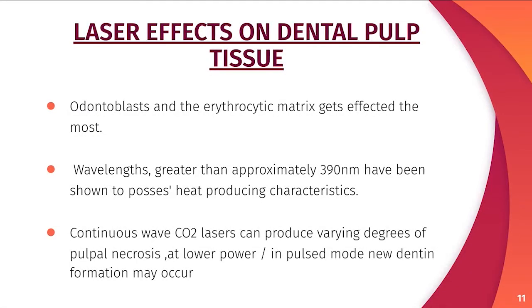Laser effects on dental pulp tissue. In dental pulp tissue, odontoblasts and the extracellular matrix get affected the most. When a laser wavelength of greater than approximately 390 nanometer is used, it is shown to possess heat-producing characteristics. Continuous wave carbon dioxide laser can produce varying degrees of pulpal necrosis and can also form new dentin when used in pulsed mode.